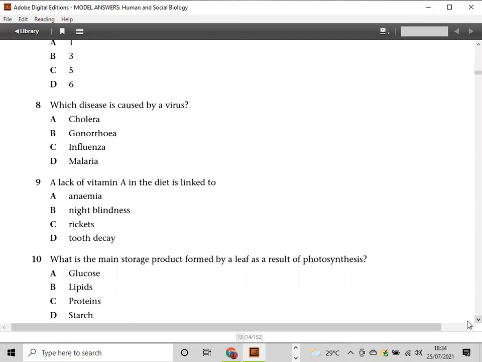Which disease is caused by a virus? What is the main source? What is the main storage product of a leaf? I don't know. I know, so I'm actually just going to go on to the next one.